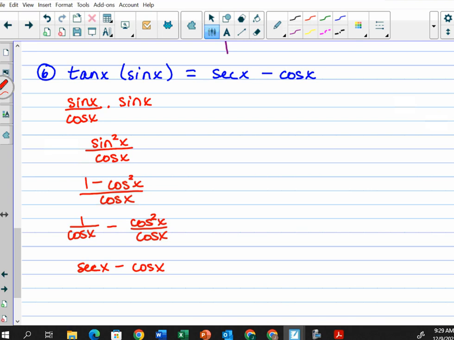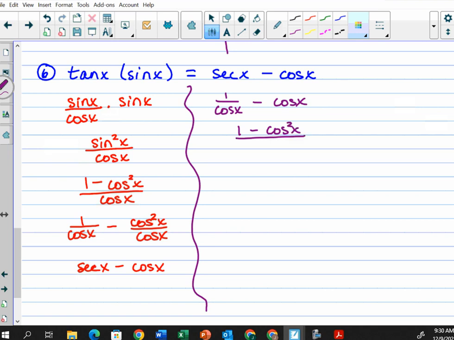If I did the other side, I'll do that one. So secant I could write as 1 over cosine. Then I need a common denominator, and I end up with 1 minus cosine squared over cosine. And then that is sine squared over cosine. Then you split it into sine over cosine times sine. Are you guys okay with that step? Sometimes that's a tough one for people to recognize.